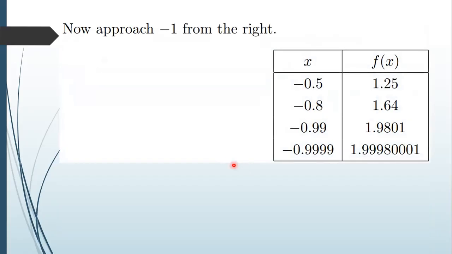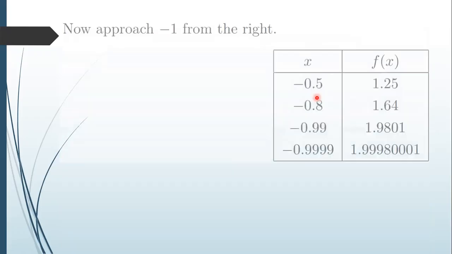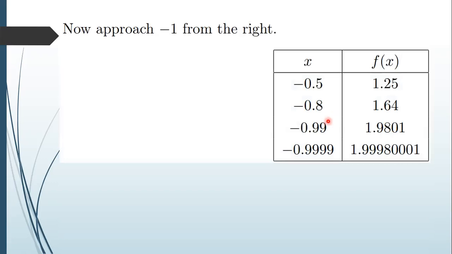Now, approach -1 from the right. As you can see here, since the value of our c is -1, then -0.5 is located from the right. Yes, -0.5 is greater than -1. Therefore, we can say that it's located from the right since we are on the negative values of our x. If you substitute this value, you will get this value as our f of x. If you double check the other values, you will get the same values I've plotted in my tables.